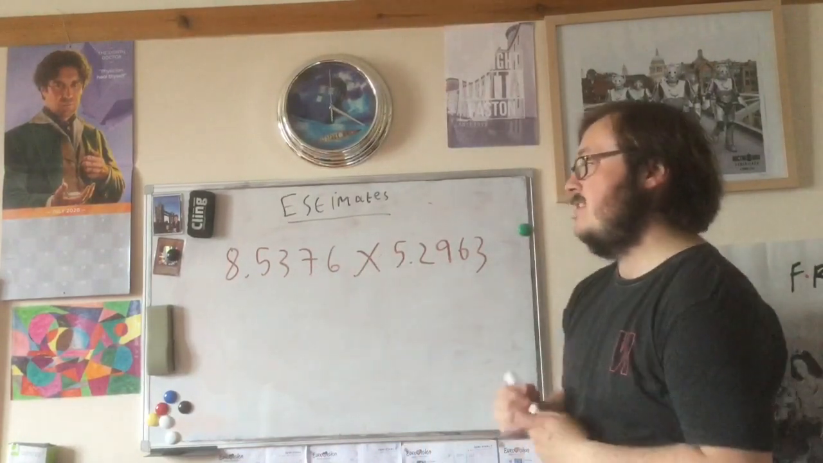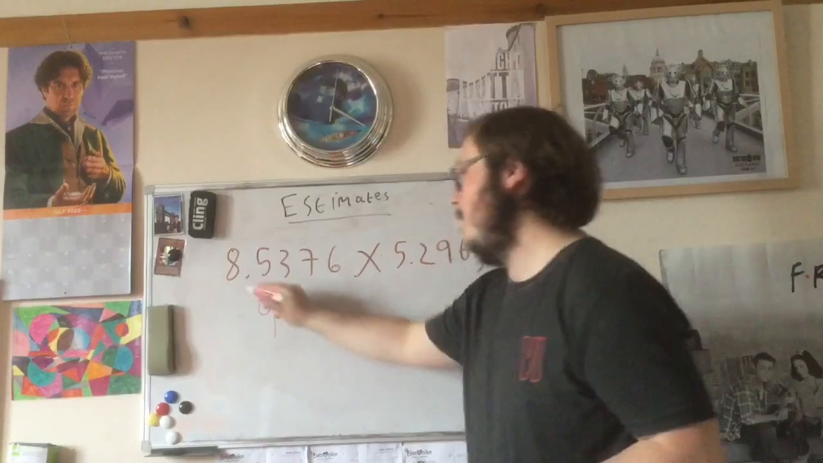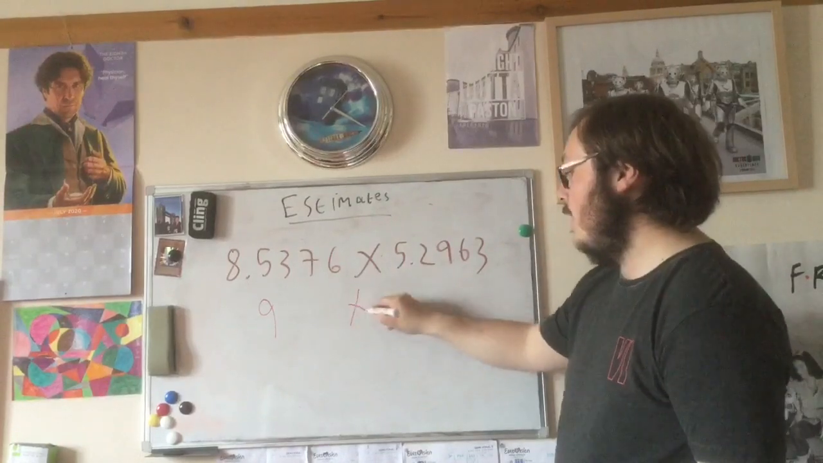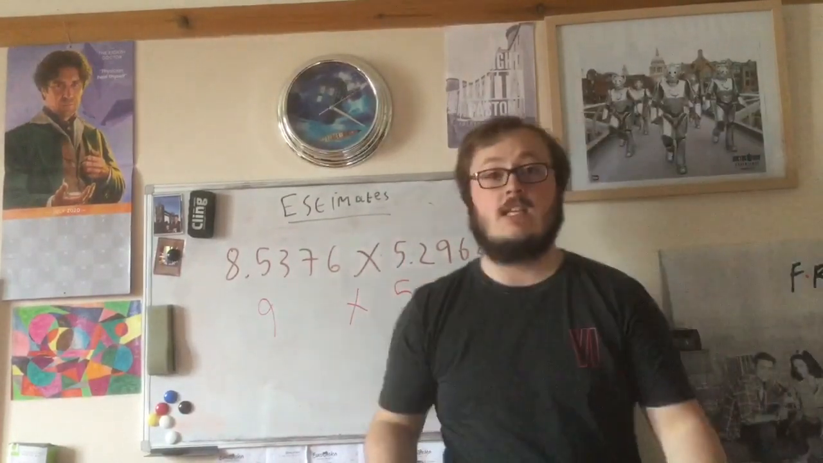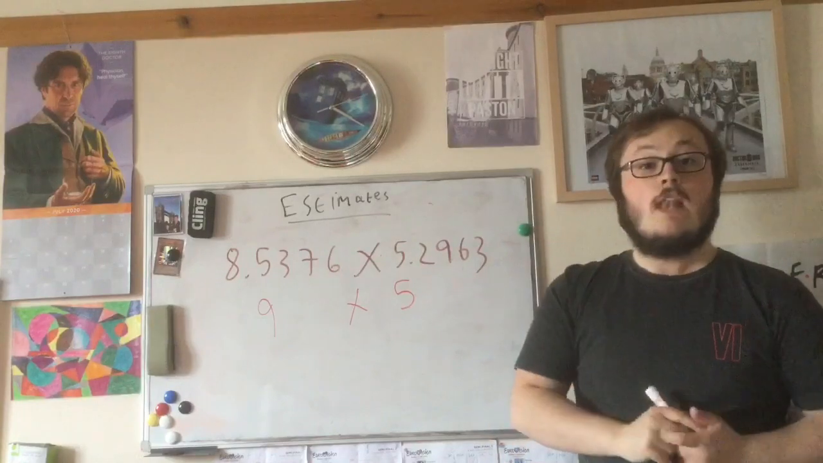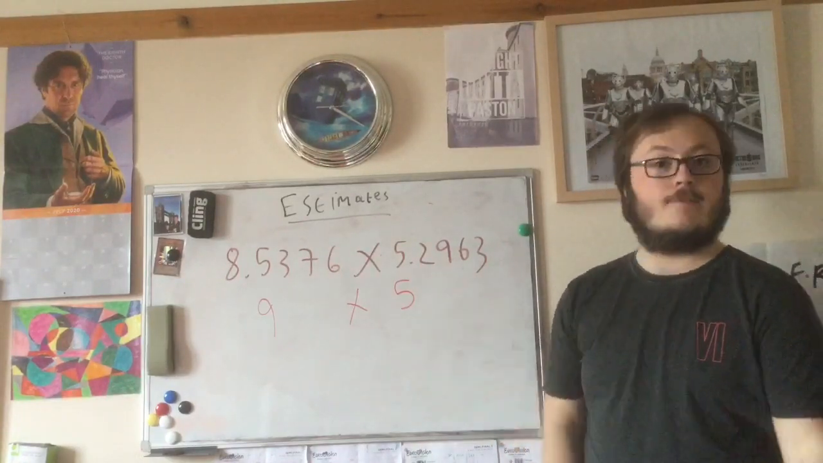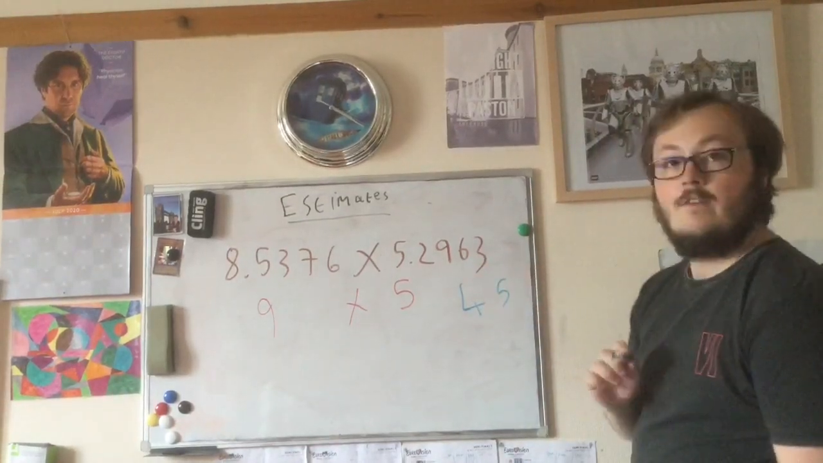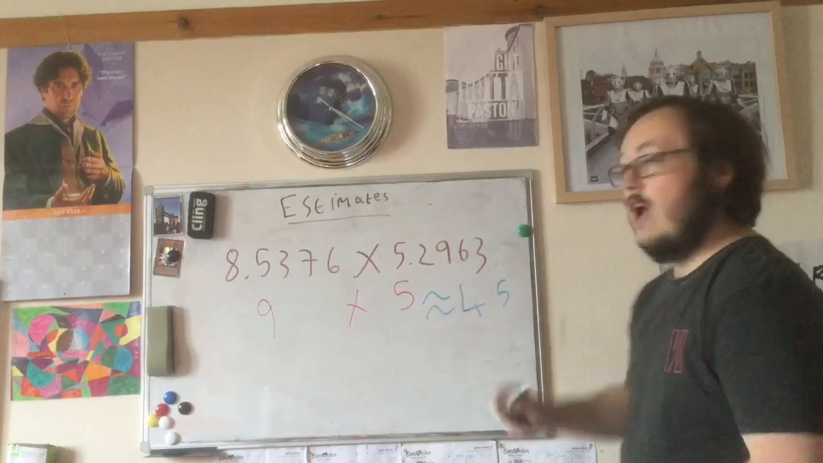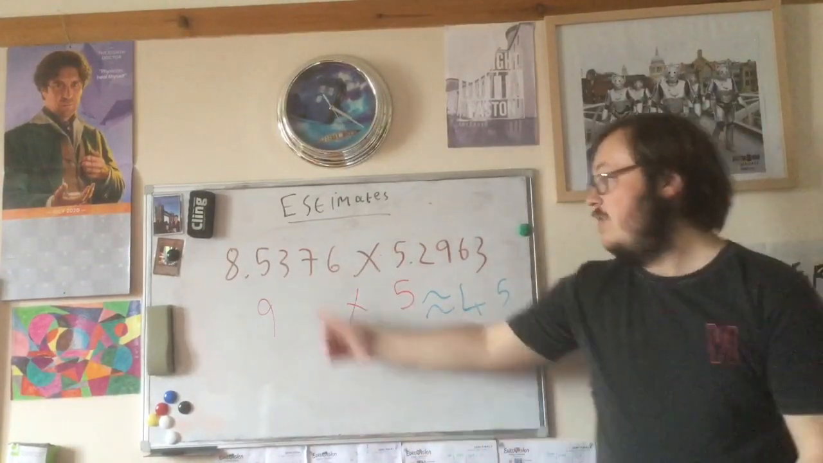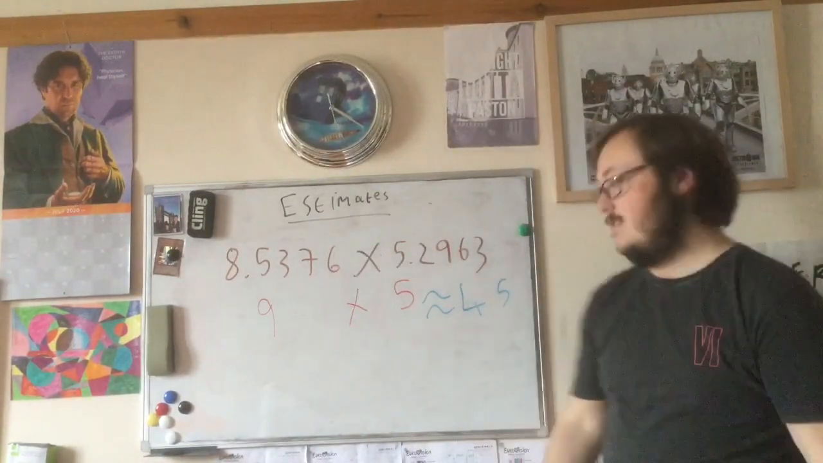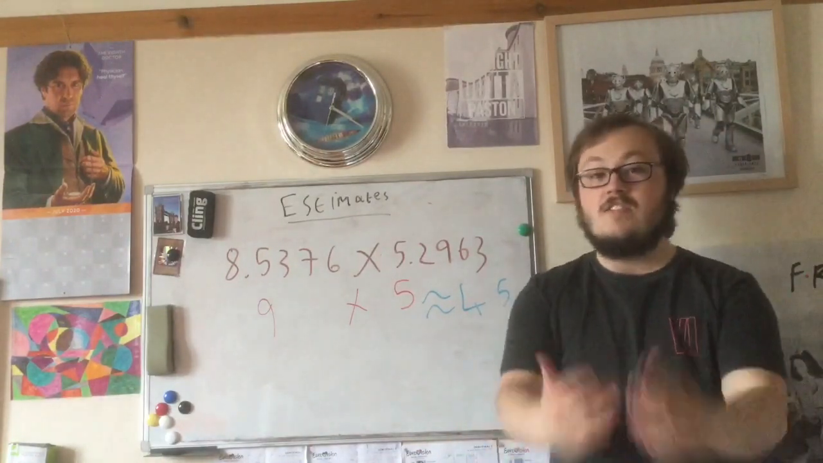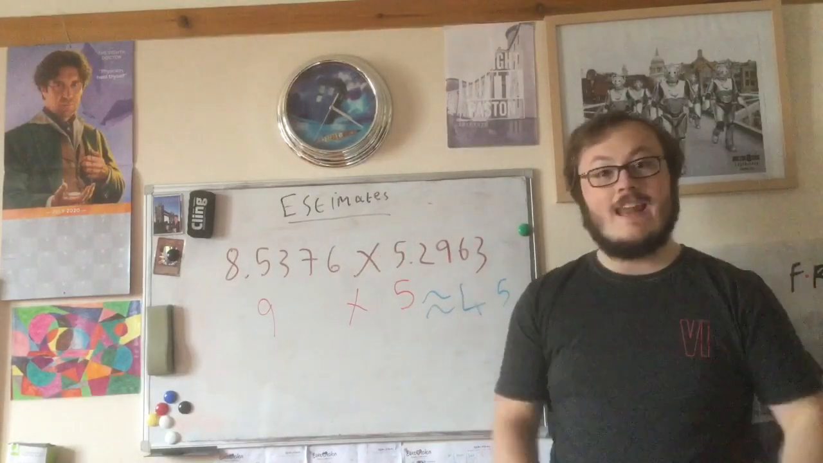So 8.5376 rounded becomes 9, because the 5, we round it up. And then the 5.2963, it becomes 5 because we're rounding it down. So let's do 9 times 5. That gets us, well, I'm sure everyone knows this by now, 45. But it's a rough estimate. So this will roughly give us 45. It's quite straightforward when you think about it. You just need to remember to round and then you'll get it.